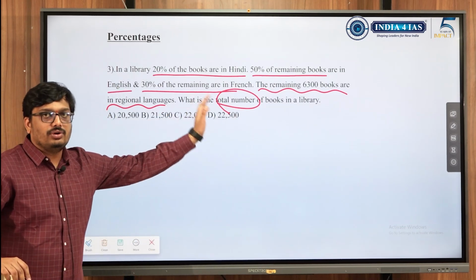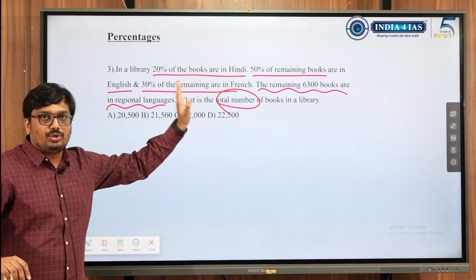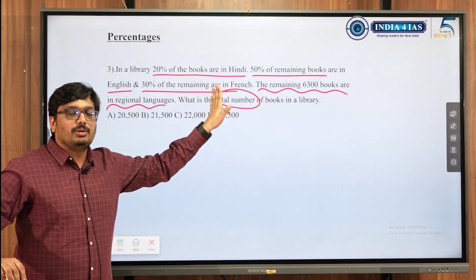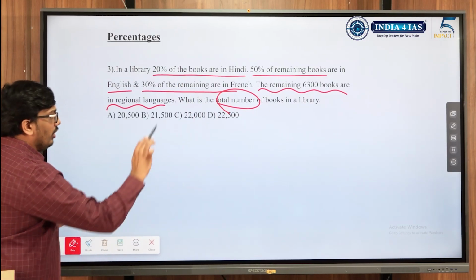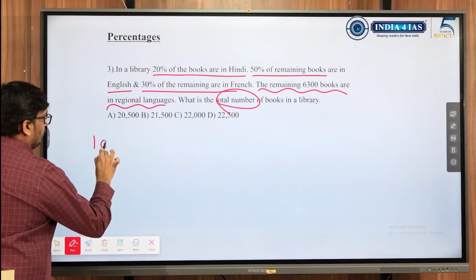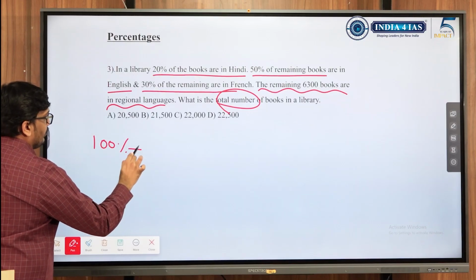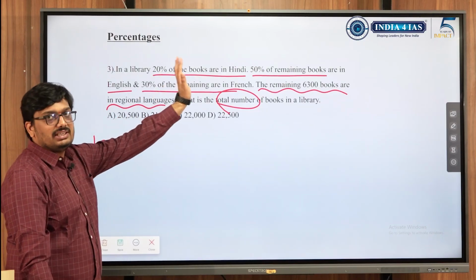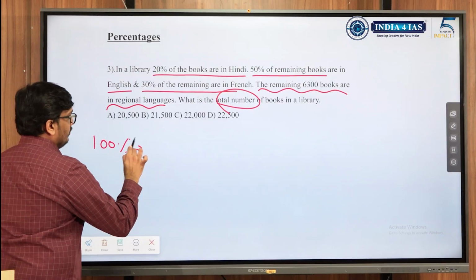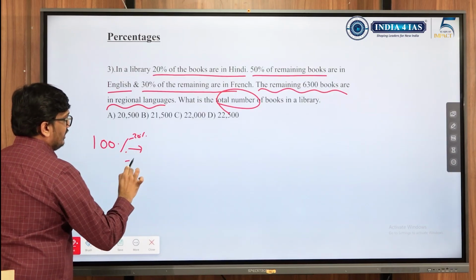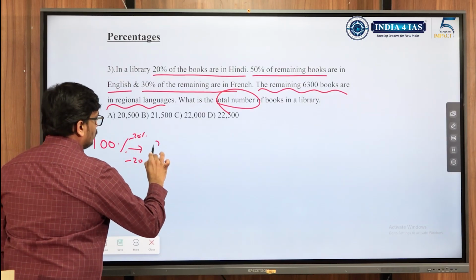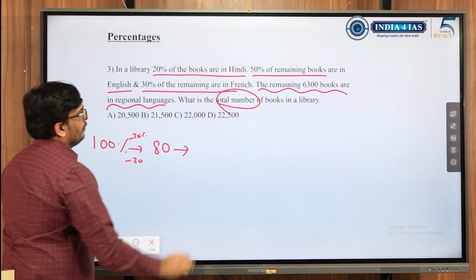Total means, as we have already told, if you see any keyword in a question, like total, maximum, original, monthly salary, this will be equal to 100%. So total books, assume it is 100%. Out of 100, 20% are in Hindi. Remove it. What is 20% of 100? That is 20. 100 minus 20, that is 80.